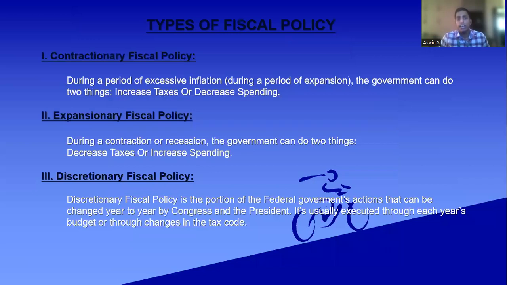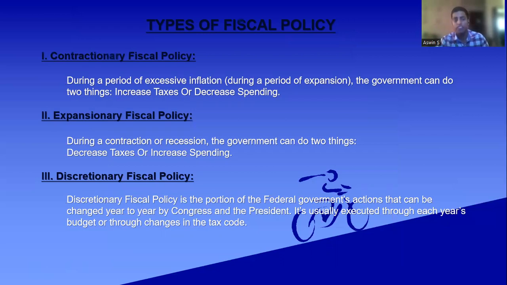Now, what are the types of fiscal policy? As we have seen, contractionary fiscal policy is used during a period of excessive inflation. The government basically can do two things: increase the taxes or decrease the spending. Expansionary fiscal policy is used to combat a recession or contraction. So the government does two things: decrease the taxes or increase the spending.